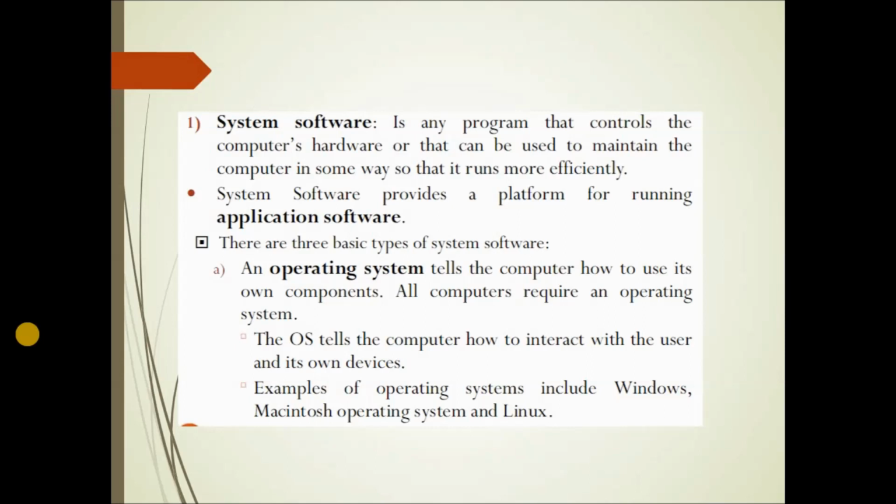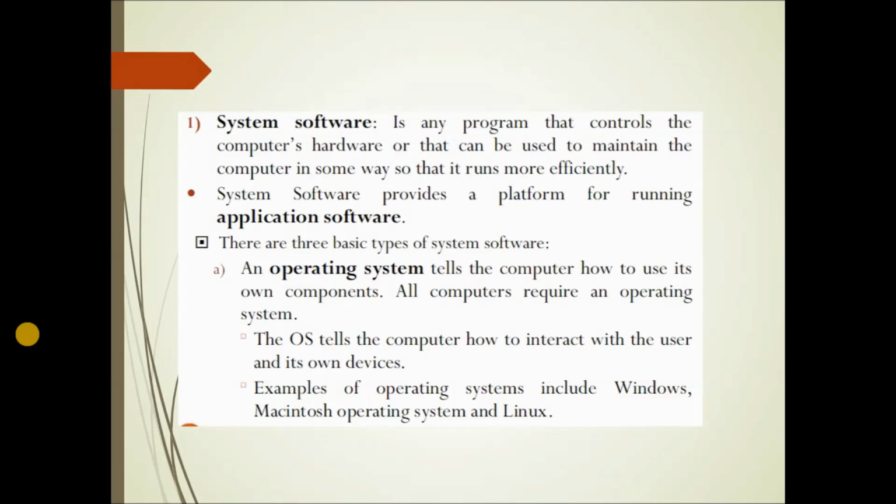So you can say an example of system software is the operating system. Different types of operating systems are already there: Windows, Mac, Linux. So what about the operating system? Operating system is the interconnection between user and hardware.